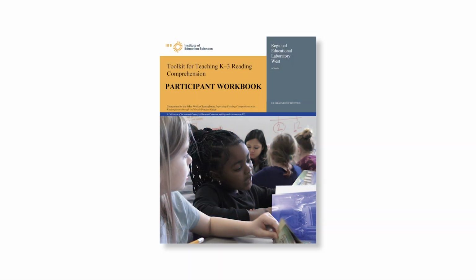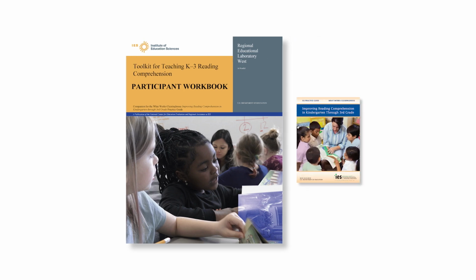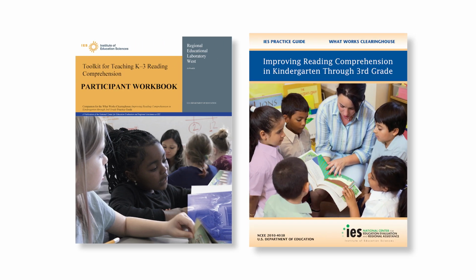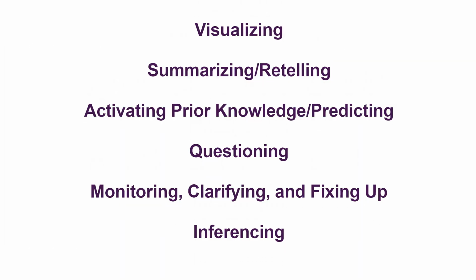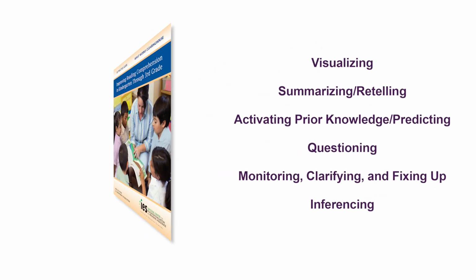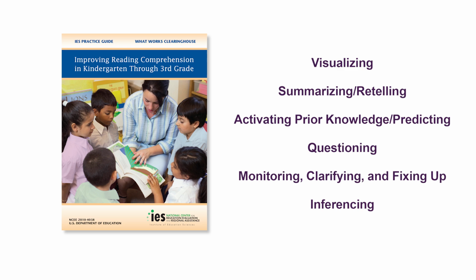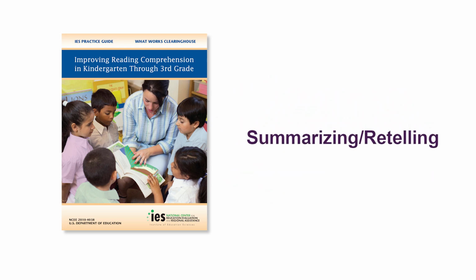This video is part of a professional learning toolkit which is based on the What Works Clearinghouse Practice Guide, Improving Reading Comprehension in Kindergarten through 3rd grade. You will learn about one of the 6 evidence-based comprehension strategies shown to impact reading comprehension as defined in the practice guide. This video highlights the comprehension strategies summarizing and retelling.